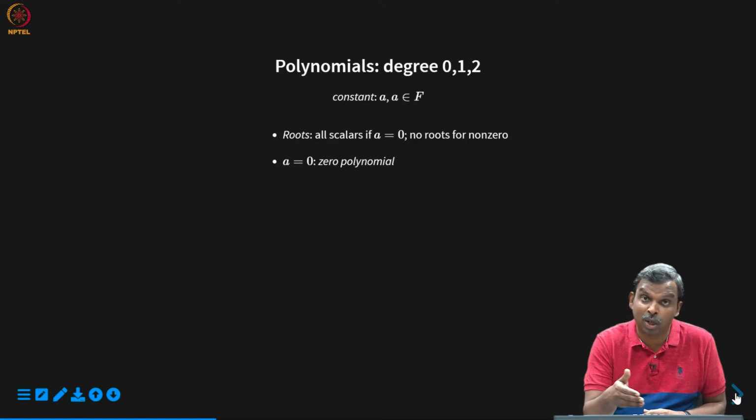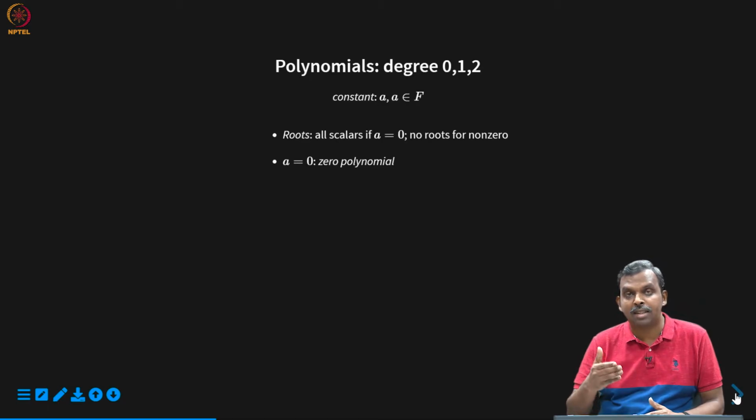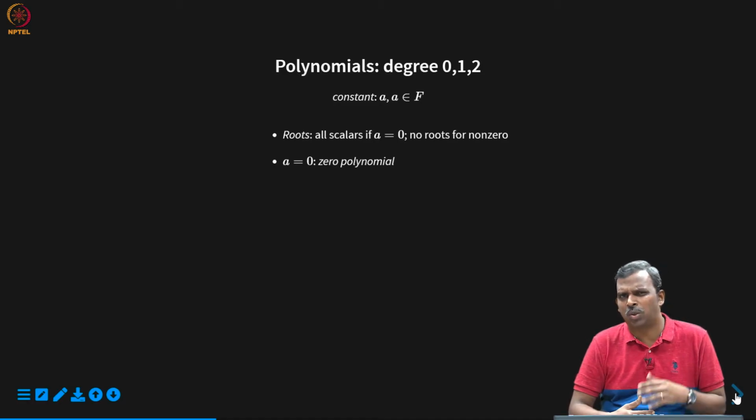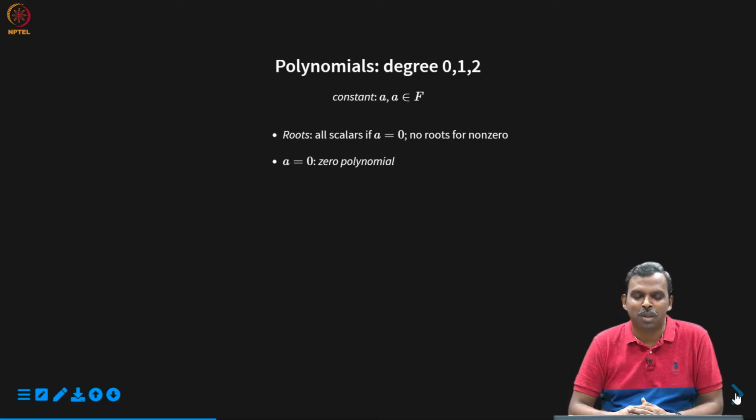Okay, so I'm thinking of a constant a where a comes from the field. Field could be real or complex, that's what we're thinking of. If a is non-zero, then it's supposed to be degree 0. If a is equal to 0, you have what's called a 0 polynomial. Usually for the 0 polynomial we don't associate a degree, and just for completeness you can think of degree as minus infinity if you want, or minus 1 or something. Okay, so just keep it as some degree like that.